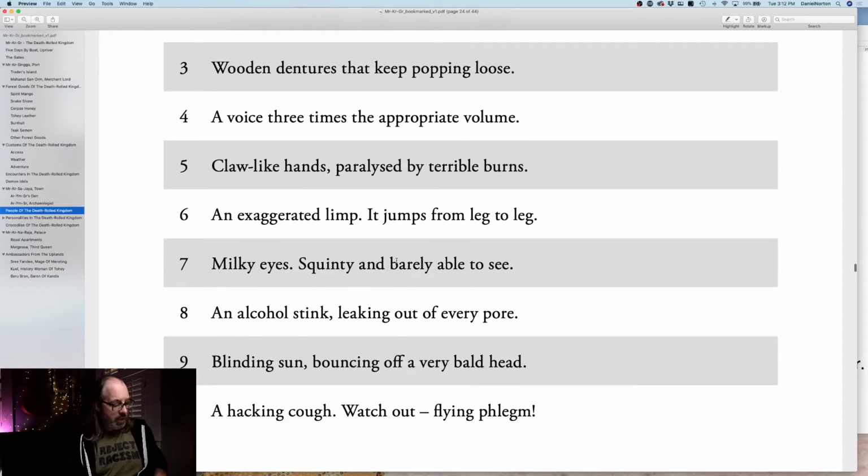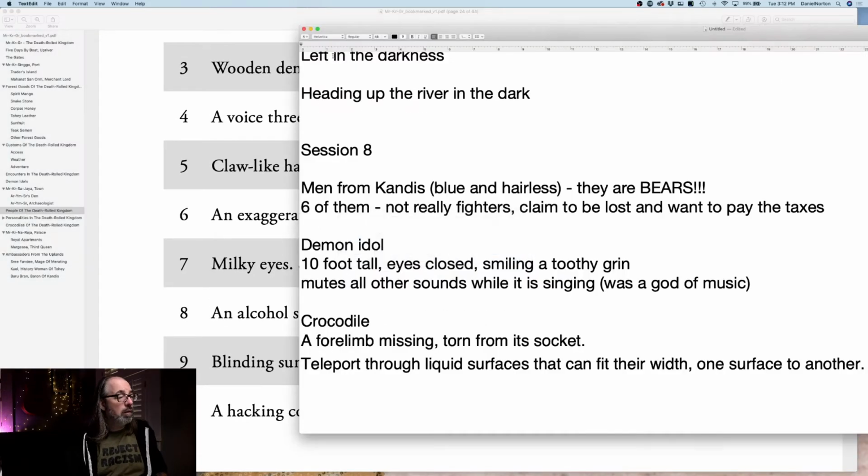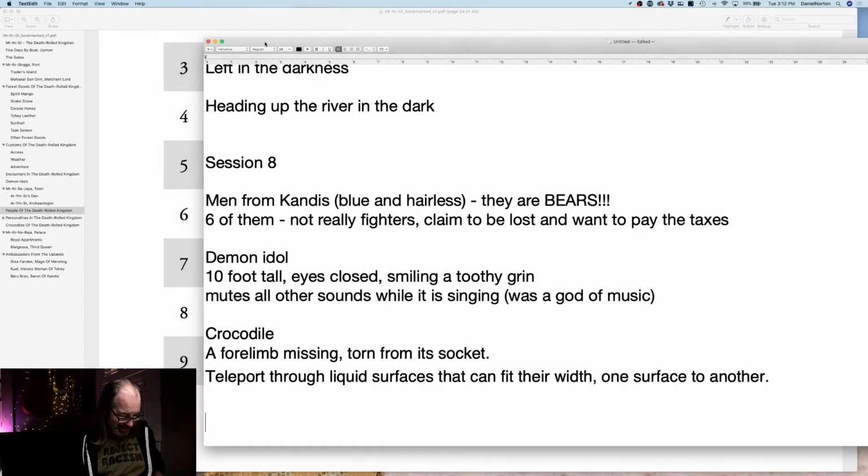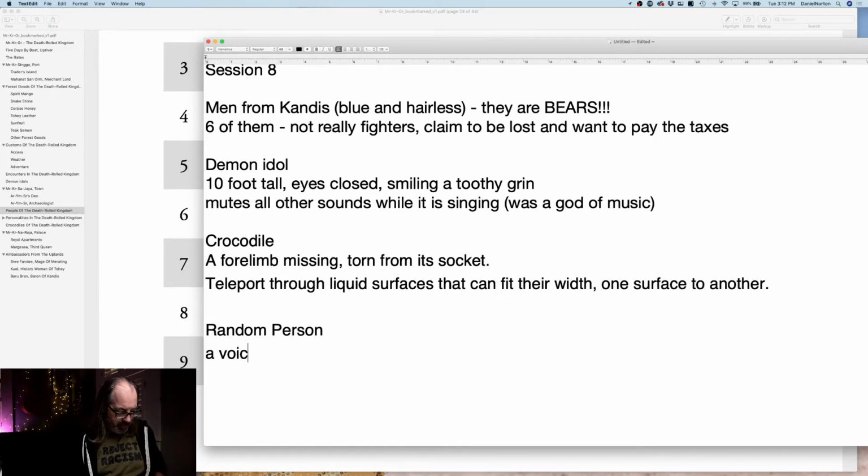Echo, pick a number between 1 and 10. Your random number between 1 and 10 is 4. 4, okay. Okay, this is good. A voice 3 times the appropriate volume. That'll be fun. Okay.